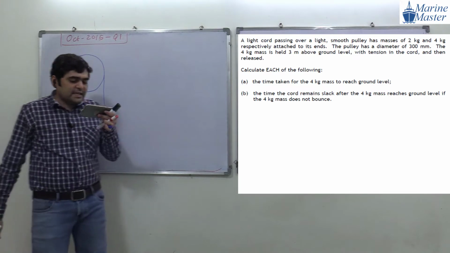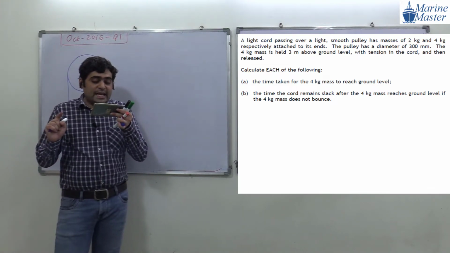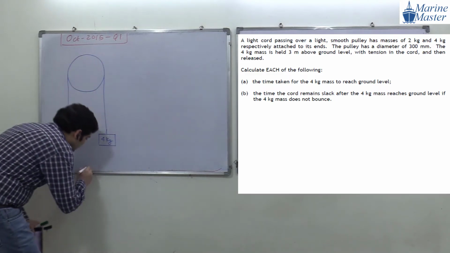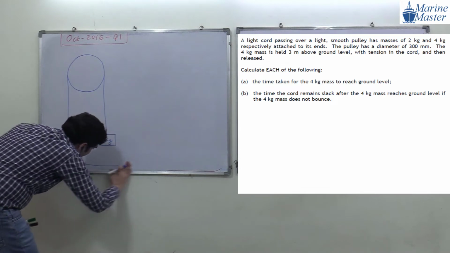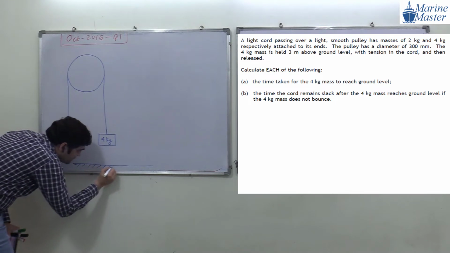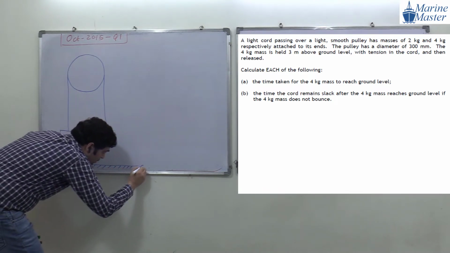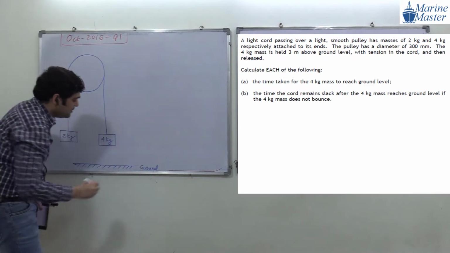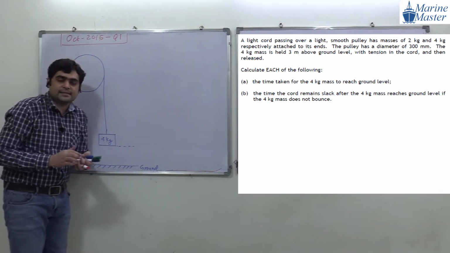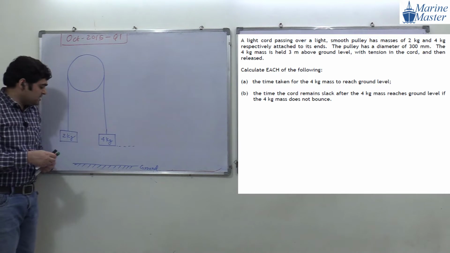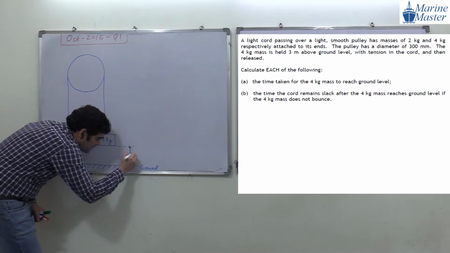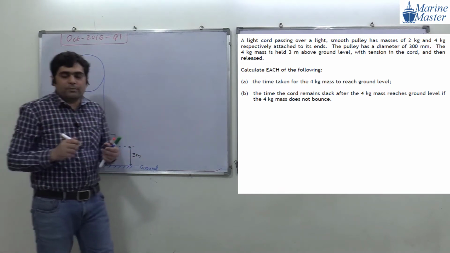Now what are they saying? The 4 kg mass is held 3 meter above the ground level with the tension in the cord and then released. So the 4 kg mass is at what distance from the ground level? This is our ground. At what distance have we held it? How much did they mention in the question? This distance is 3 meter.